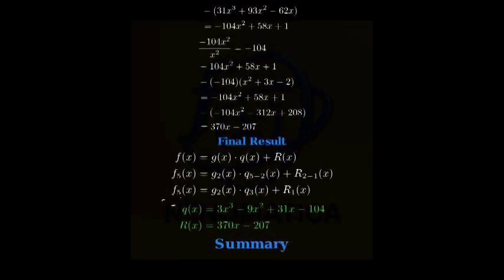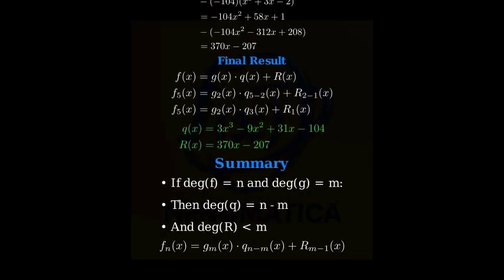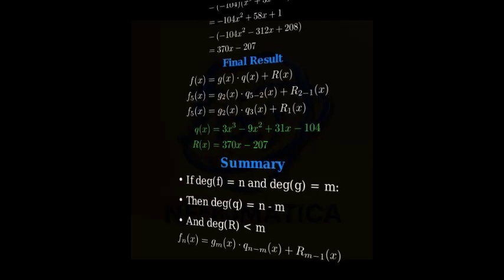To summarize the relationship between the degrees of polynomials in division, if f of x is a polynomial of degree n, and g of x is a polynomial of degree m, then 1. The quotient q of x will have a degree of n minus m. 2. The remainder r of x will have a degree less than m. This relationship is captured by our formula: f sub n of x equals g sub m of x times q sub n minus m of x plus r sub m minus 1 of x.